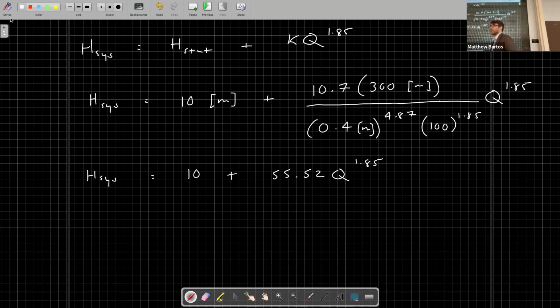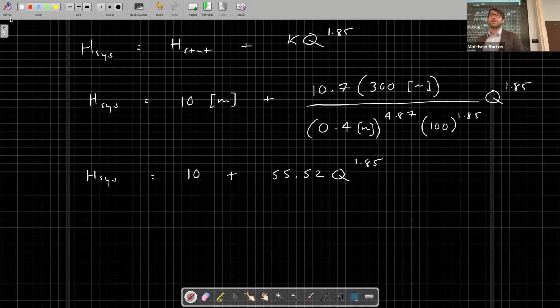The system head curve is independent of the pump curve. So it's just a function that depends on the discharge through the pipe. It doesn't matter what set of discharges I give it. It's just a relationship between the head requirement and the discharge, for a given discharge. It doesn't matter what particular pump you're using.